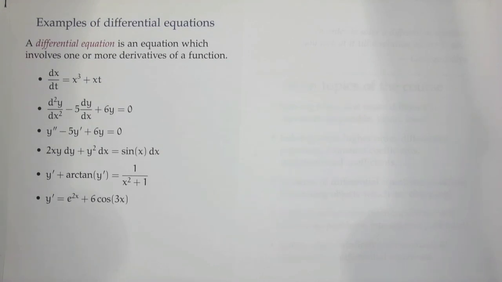These are the same differential equations, just written in different notation. So we want to be comfortable looking at these back and forth. You might also see something like 2xy dy plus y squared dx equals sine of x dx. You could be even more exotic: y prime plus arctangent of y prime equals 1 over x squared plus 1. I like it in that it has arctangent. I don't like it in that it's hopeless to solve. But it's a love-hate relationship, so it's okay. Or you might have something like y prime equals e to the 2x plus 6 cosine 3x. Now you're probably looking at this and saying, is that really a differential equation? Is it?